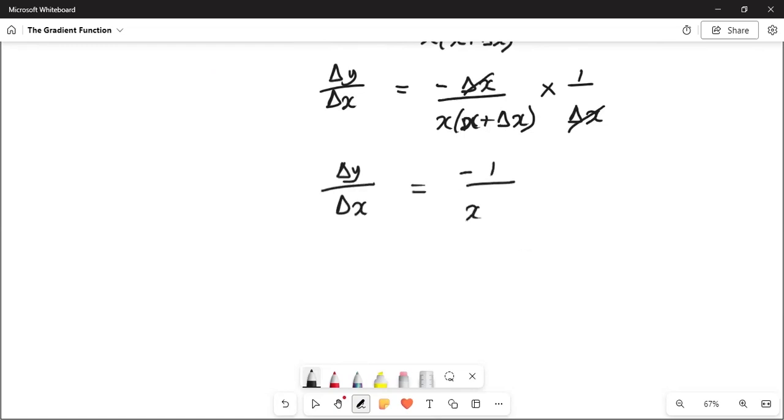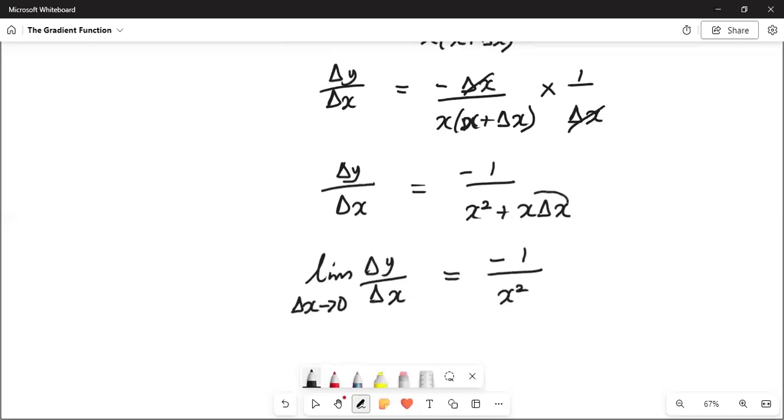Let me just open up this bracket. x times x is x squared plus x delta x. Now the limit of delta y over delta x as delta x approaches 0 is equal to, well, remember, the limit of a quotient, you take the limit of the numerator over the limit of the denominator. If I take the limit of this denominator, the limit of x squared is x squared, and the limit of x delta x is 0 because delta x is approaching 0. Therefore, our derivative of y equal to 1 over x is negative 1 over x squared.